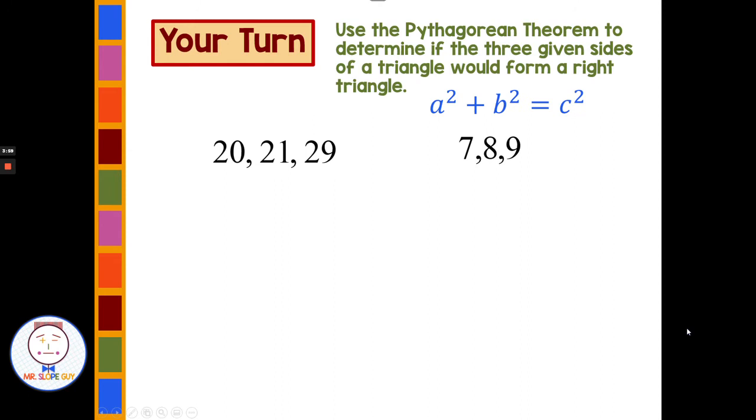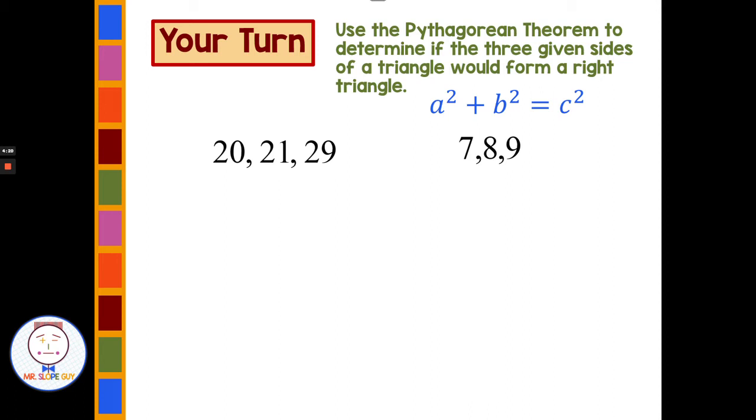So you guys try these two problems. We have a triangle with side lengths of 20, 21, 29, and a second triangle of 7, 8, and 9. So put both of those into the Pythagorean Theorem, see if both sides are equal to see if you have two right triangles. So pause the video here, and then we'll come back and talk about them.